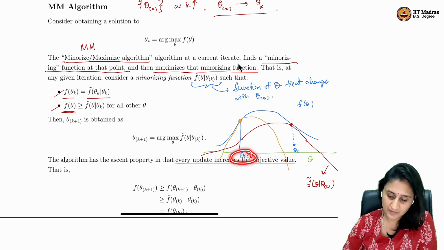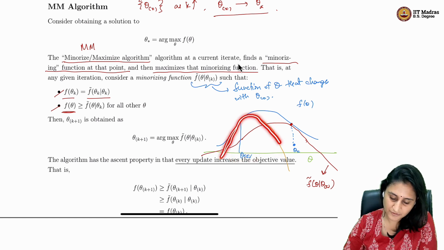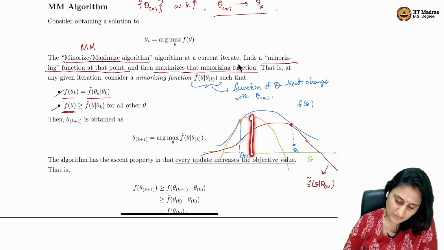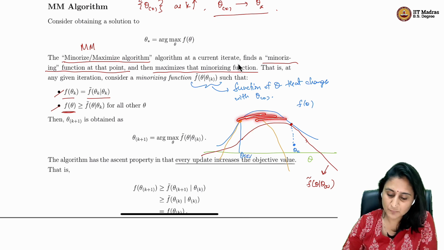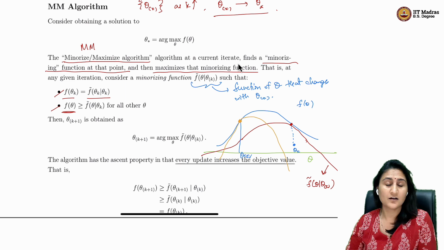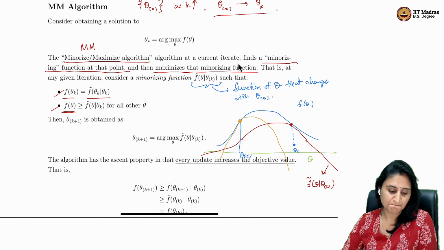If this was my theta k, and this is my minorizing function, then this minorizing function is maximized here. And so this value would be theta k plus 1. And in this way, we would keep moving and keep constructing, keep getting the next iteration. All right.